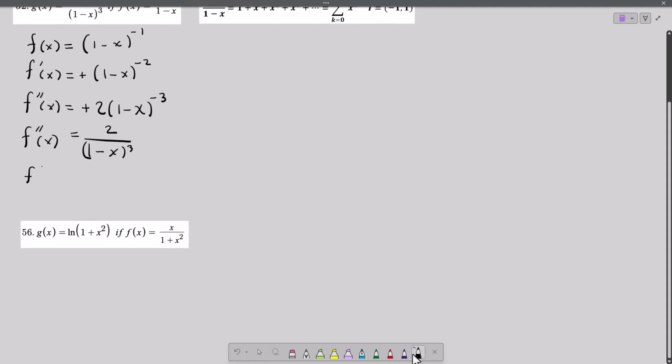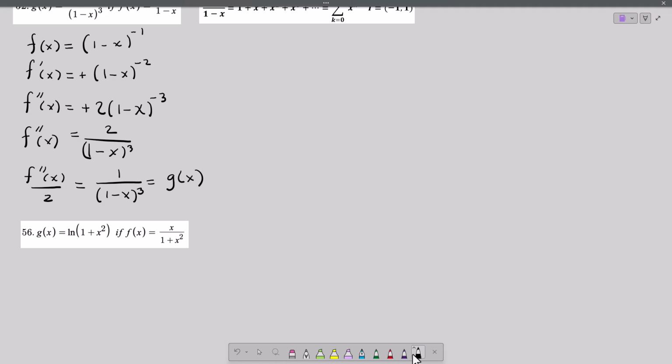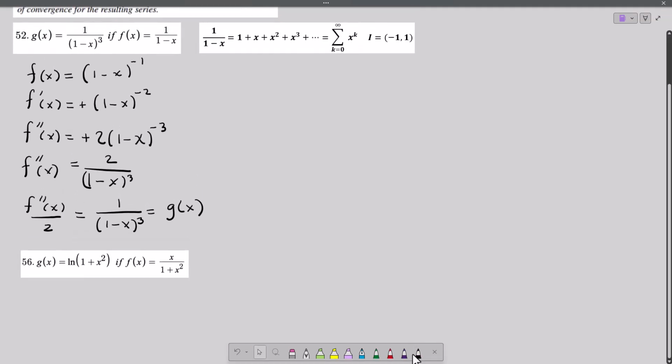If we divide both sides by 2, then we end up with 1 over 1 minus x quantity cubed. That is g of x. Right? g is 1 divided by 1 minus x cubed. So as soon as we take our second derivative of f, if we divide both sides by 2, now we have g. Now we can create the power series for g by taking the power series for f, differentiating twice, and dividing by 2. And that'll give us the power series for g. And then we'll have to test our endpoints. So let's see if we can do that.